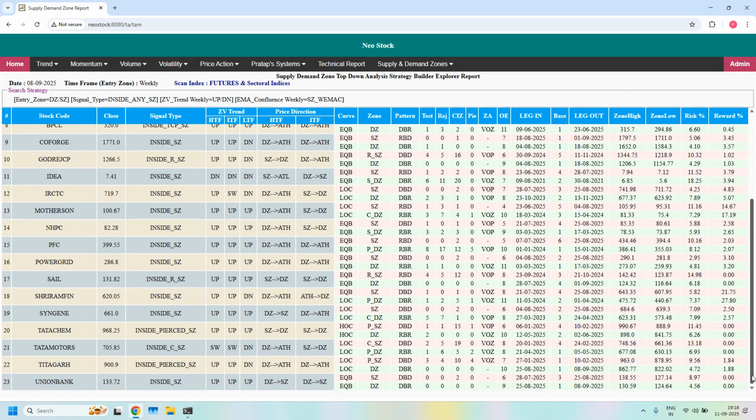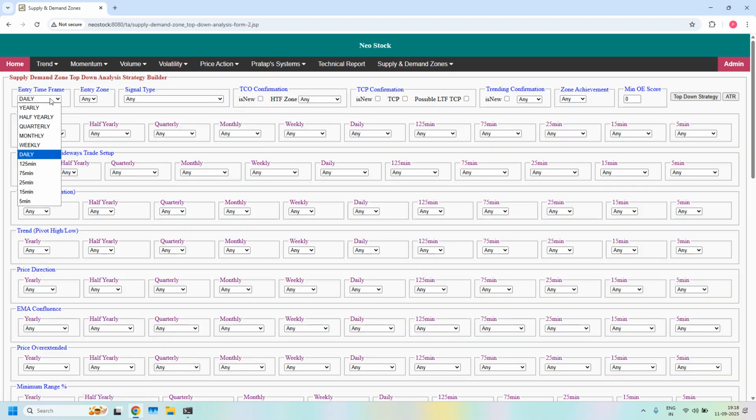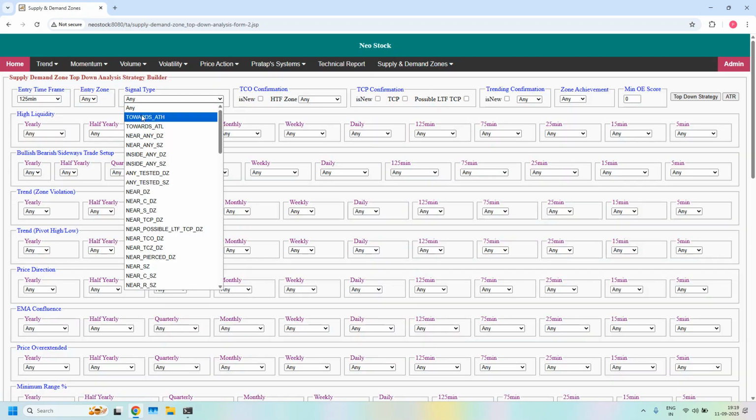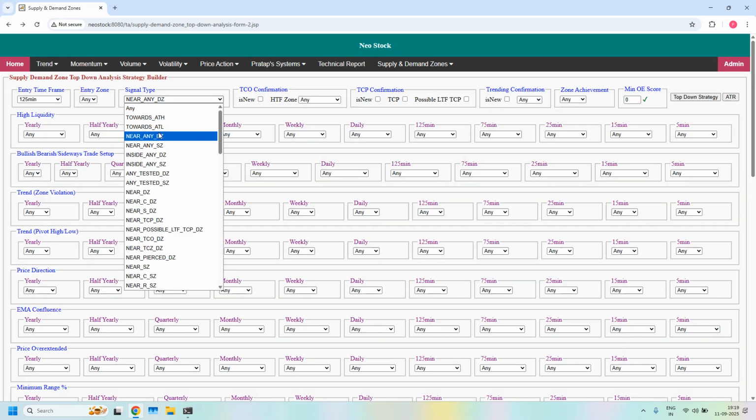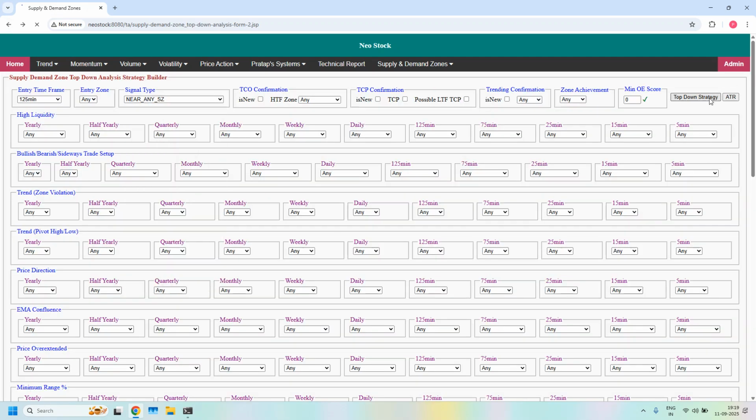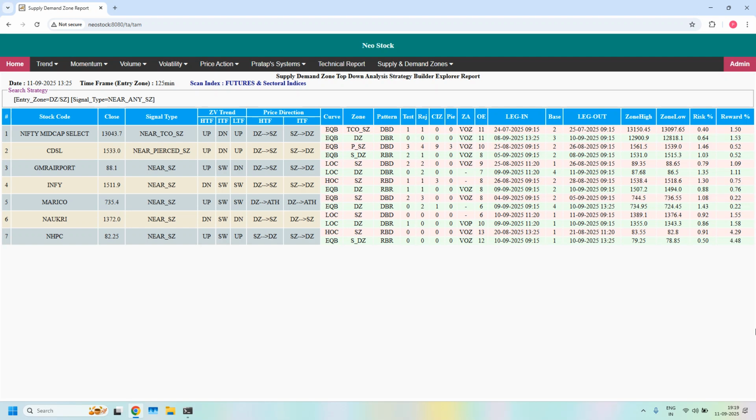Next time frame daily already generated in the beginning of the report. So the next time frame is 125 minutes. Stocks near to the 125 minutes demand zone, we got 9 stocks. Next, stocks near to the 125 minute supply zone, we got 7 stocks.